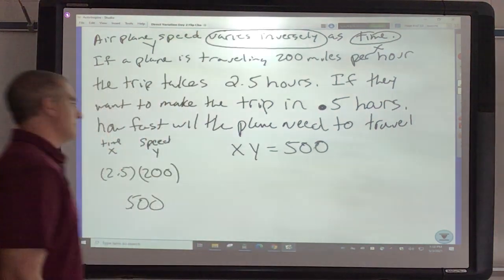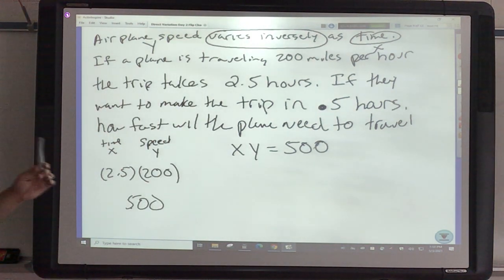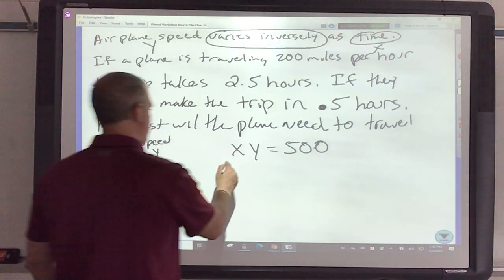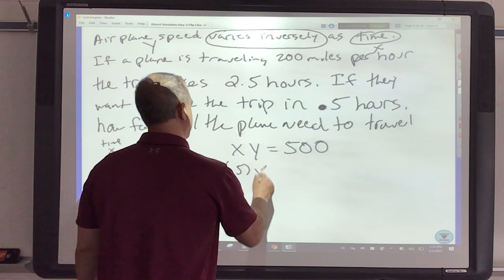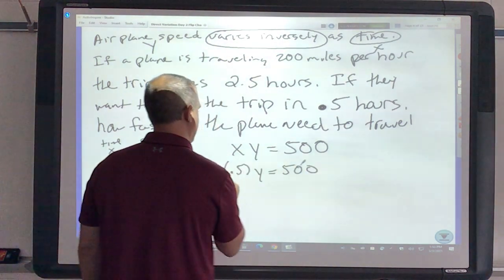All right? Now it says that they want to make the trip in 0.5 hours. How fast will they need to travel? Well, the time is x, so I'm going to put that in as 0.5. And then I divide by 0.5.